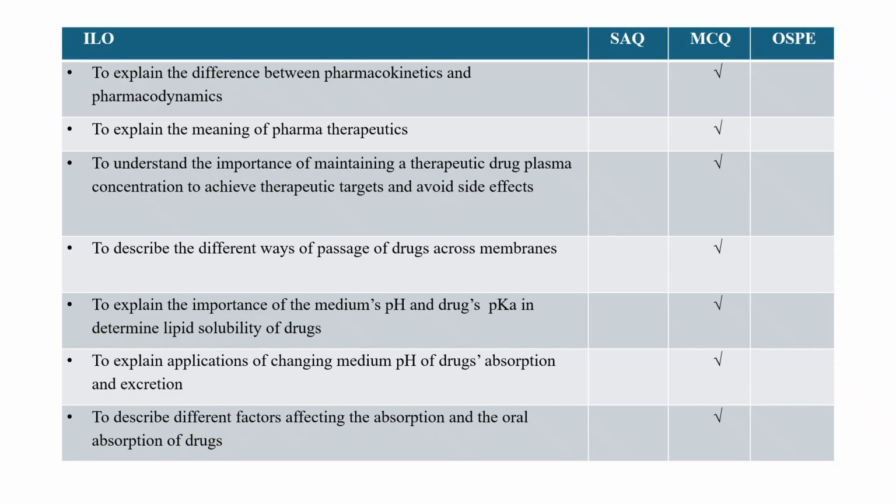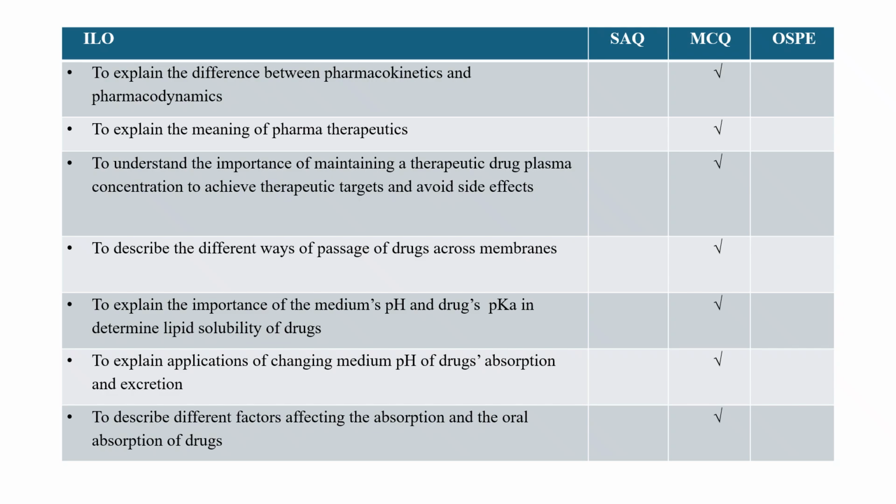Then to describe the different ways of passage of drugs across membranes, you need to understand this part very well. With each method of drug passage, like the simple diffusion, like the facilitated carrier-mediated passage of drugs that don't really need energy but need carriers, and the active transport. So you need to understand the differences among these methods. Then to explain the importance of the medium's pH and drugs' pKa in determining the lipid solubility of drugs. By now, I'm sure you understand very well how lipid solubility of a drug is very important.